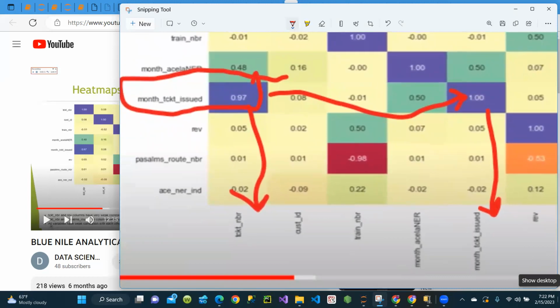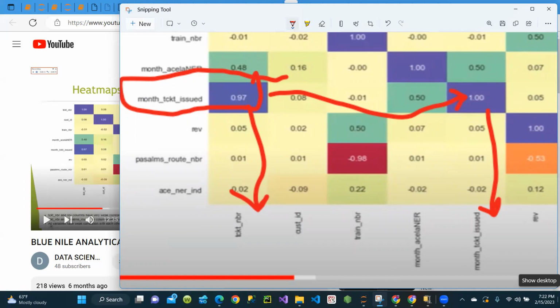Are you able to read this? Yes, I can read. What the arrow is pointing to is the same thing here. Month ticket issued, underscore ticket issued, right? Yes. The month the ticket was issued, we are to deal with Amtrak. So it is a 1 because it is the same column by itself, all right?